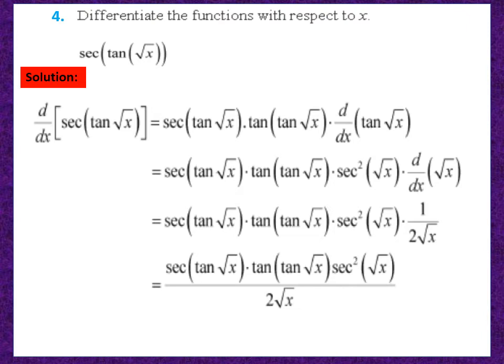Now third is root x. So we have to find d/dx of root x also. Root x means x power half, and we know how to differentiate x power n. Clear? So differentiation of root x is what? 1 upon 2 root x. So simply multiplying these three parts, the differentiation of sec, the differentiation of tan, and the differentiation of root x, you are getting our final answer. Clear? So pause and note down the solution.